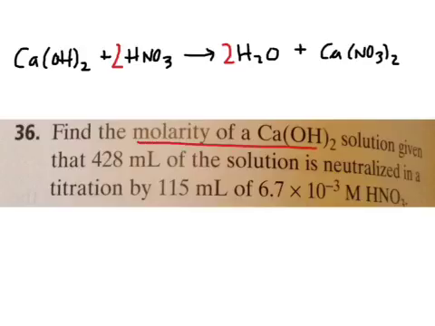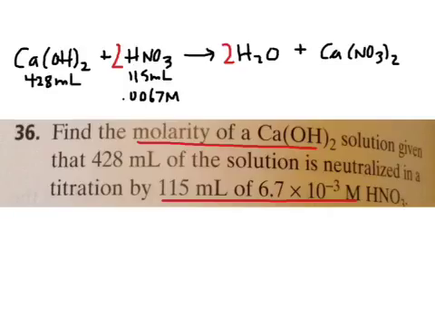So there's our unknown. And then it tells us that we mix the calcium hydroxide with 115 milliliters of a nitric acid solution, and we have its concentration. So I'm going to write those underneath the formula for the substance they describe. So 115 milliliters of a 0.0067 molar nitric acid solution mixes with 428 milliliters of a calcium hydroxide whose molarity we don't know.